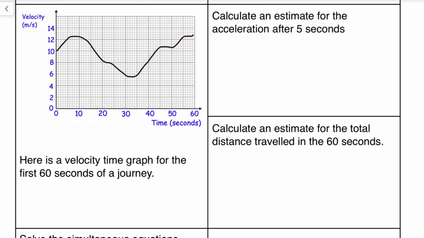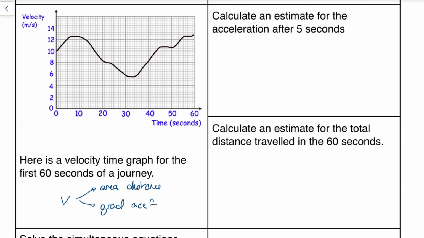Oh, I don't really like these questions. So this is understanding a velocity versus time graph. So here's a velocity time graph. First 60 seconds, calculate an estimate for the acceleration, calculate an estimate for the total distance. The thing about a velocity time graph is if you calculate the area, you get distance, spell it correctly. And if you calculate gradient, you get acceleration. So pretty much you say, can you do a gradient? Can you do a distance question or an area question?